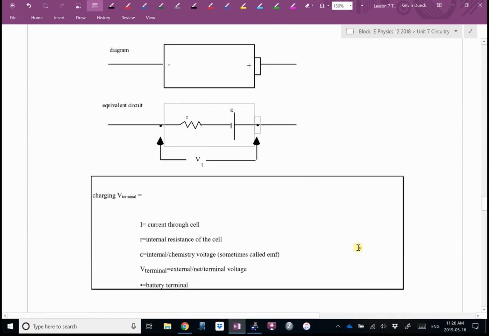If we're being recharged, I guess it's the EMF plus I times r. You know what? I would just solve the rest of the circuit and see how many volts are left over between the terminals. I really wouldn't add this to your blue sheet as a separate formula.